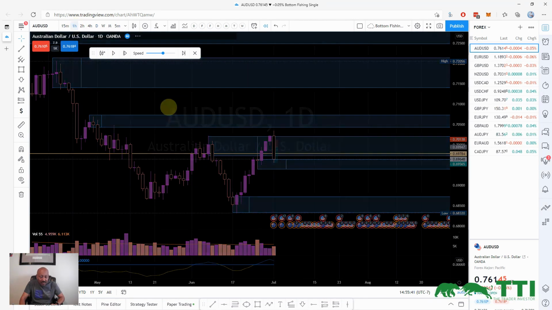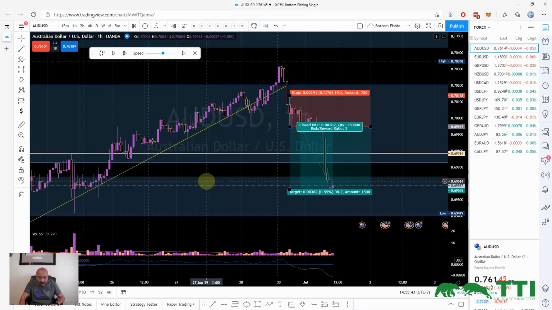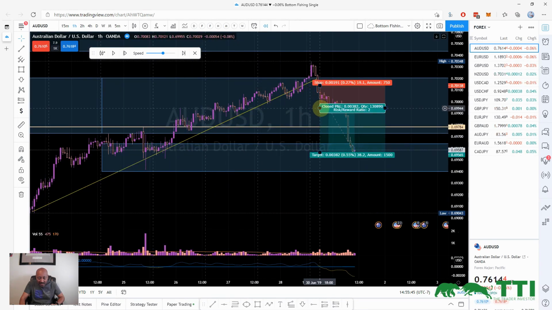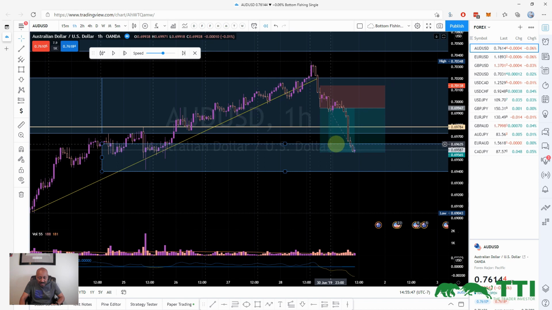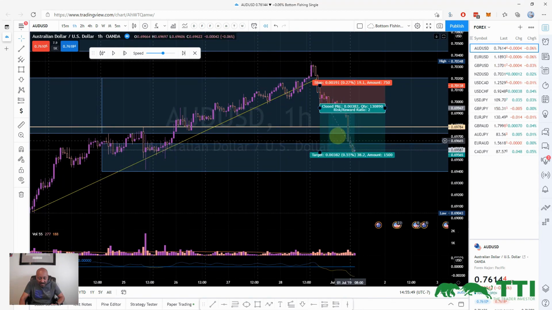So when we go to our hourly, then we see when we have entered, price touched it, right? And we know that if it touched and reversed, we would exit for a smaller profit. But since price just kept continuing to go down, we were able to hit our target.